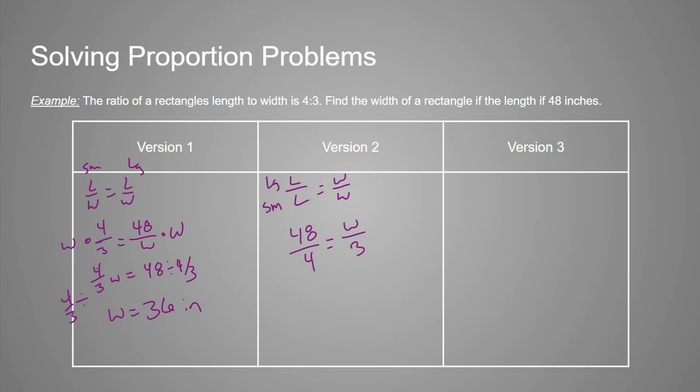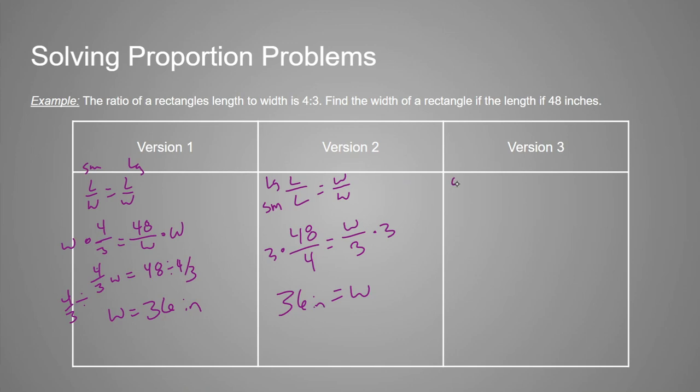Similar to the last problem, we're going to start with the multiplication equality property to move the 3. That gives me 3 times 48 divided by 4. When we type this into the calculator, we also get 36 inches. So far, so good. It seems as though both of those versions work. So let's look at the last one.